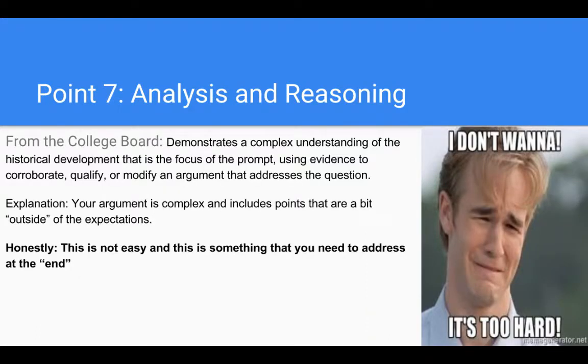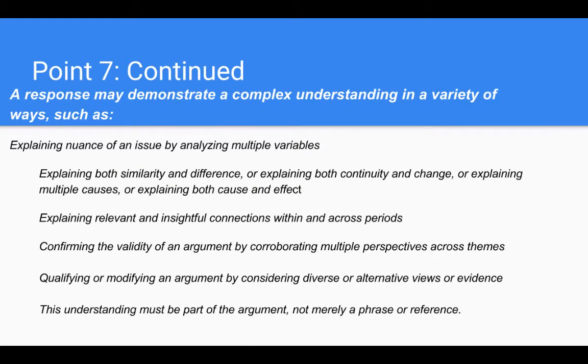And then there's this crazy extra thing. You get the 7th point if the essay demonstrates a complex understanding of the historical development that is the focus of the prompt. What this means is that your argument is complex. It includes points that are a bit outside expectations. And look, this is not easy. This is something that you need to address near the end. You can try to weave it in, but you need to focus on the other points first and then get to this. Do I have this kind of extraordinary document? And what does it mean by this?